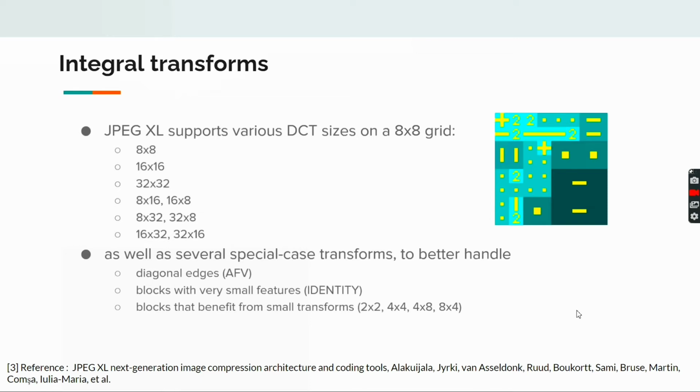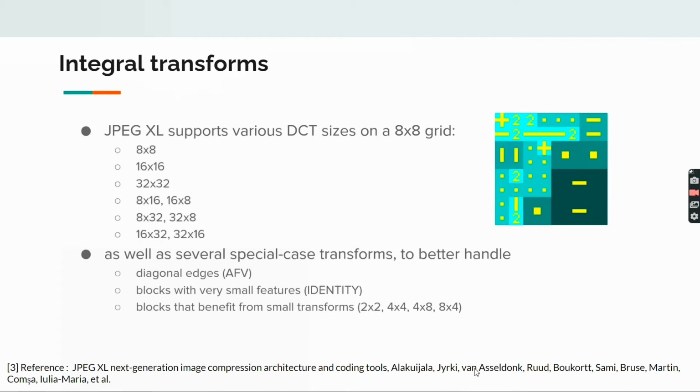So this allows further reduction in the entropy of the image for homogeneous areas. Suppose we have an area in the image which is uniform with the same color. So using a higher size DCT would help in storing that particular area in a smaller number of bits. And there are special case transforms to better handle the image compression.